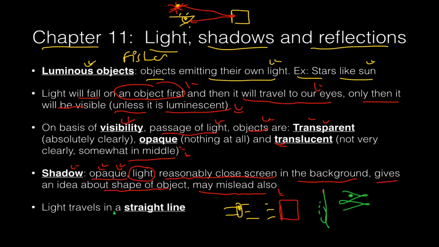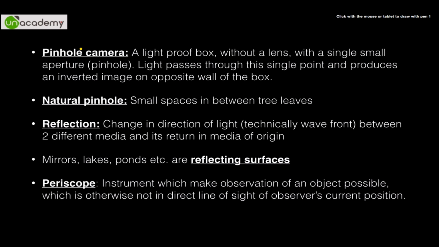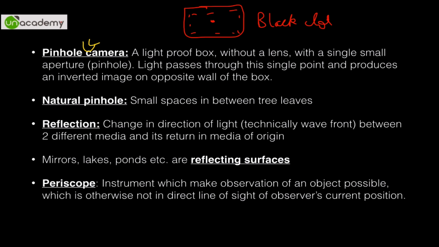And obviously light travels in a straight line, that is also a given, that is granted. Now there is a concept called a pinhole camera. Basically it is nothing but there is a box and inside it there is a smaller box. So you just cut a hole in the box and you cover it with a black cloth, the box as well as your face.